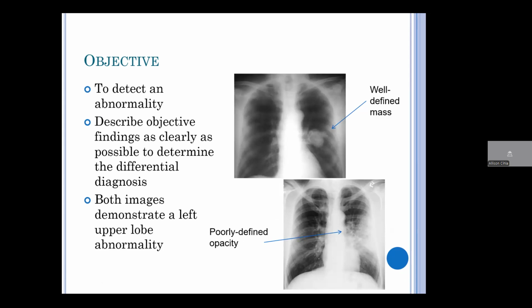So again, the objective of radiologic studies is to detect an abnormality, to describe these findings as clearly as possible, to try and differentiate what could be going on. And so in this x-ray here, you see a well-defined mass. It has clear borders. You can see exactly where it's at. This is also a mass, but it's very poorly defined. And so when you get radiology reports, this is the difference, what they're talking about when they say well-defined, nice clear borders versus not well-defined here.